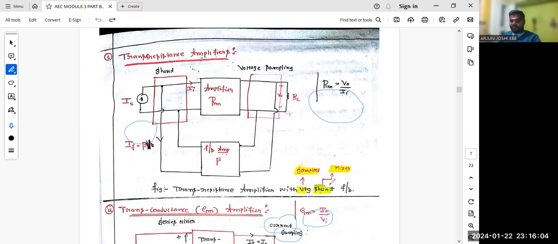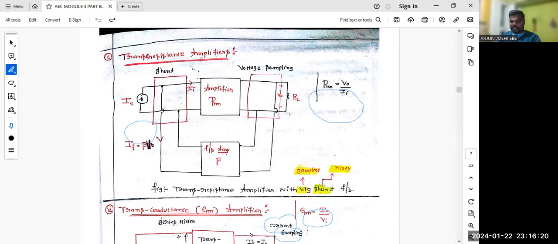Current is nothing but mixer. Mixer should be in shunt form like this. Output voltage: output voltage sampler. Sampler should be in shunt form only. So this is how we need to write. Next one, second one, last one.